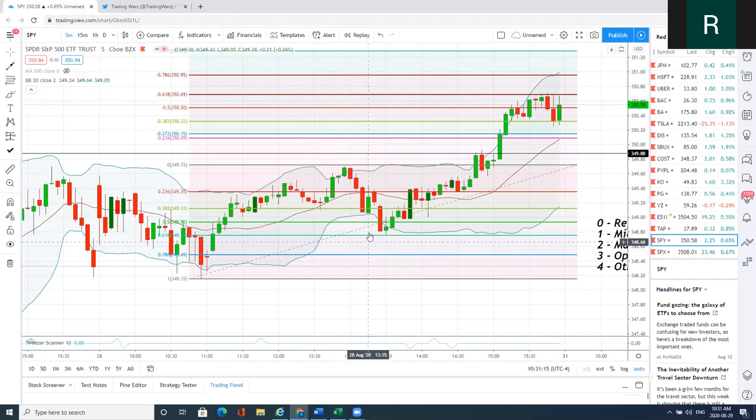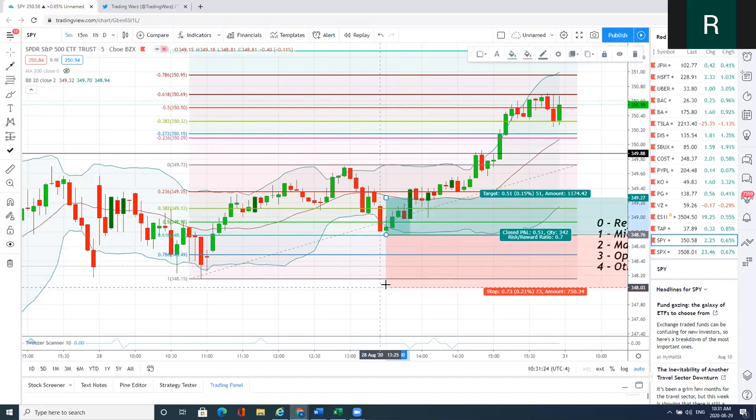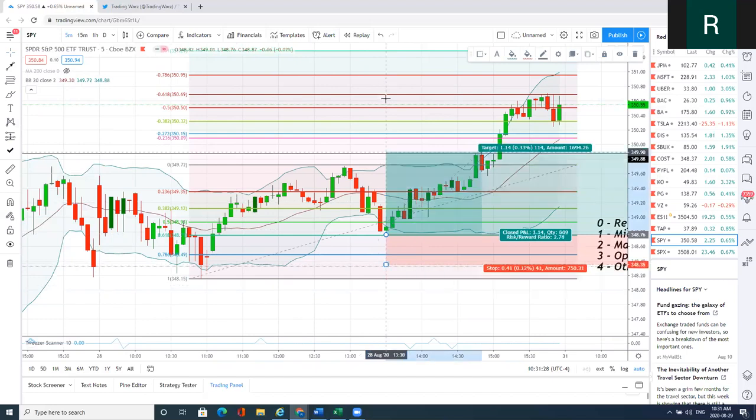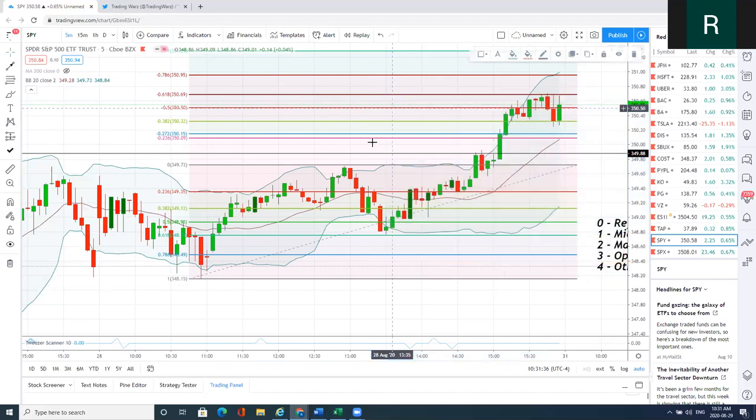In this case, the entry is on the 618, we could have put our stop below the swing low, like so, right? Or if you were aggressive, we could have put it below the 786. And then we take profits at the extension. And look how beautiful that trade is. 4.7 R. It's insane.